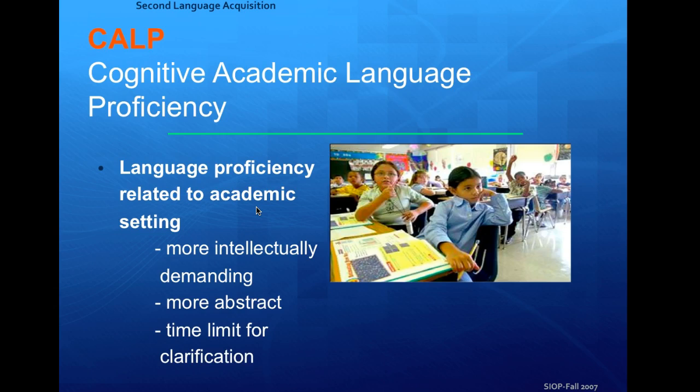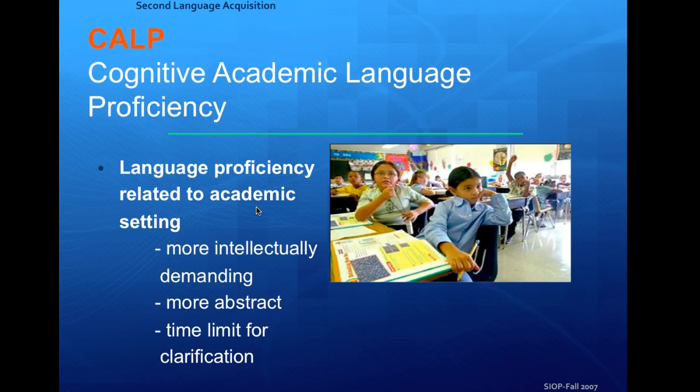Thomas and Collier's research, although now it's fairly old, has shown that if a child has no prior schooling, which you may encounter with some of these students, or has no support in native language development, the original language development of their family, it may take 7 to 10 years for ELLs to catch up to their peers. So it takes a lot more time for different reasons for students to acquire CALP.